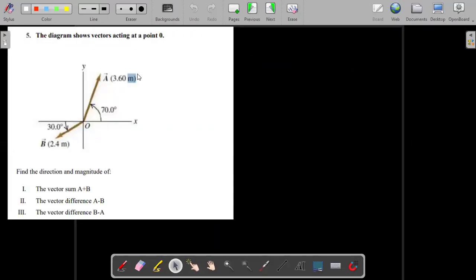We'll answer this question and build up our understanding of vectors based on this question, which is question 5 of the tutorial sheet.